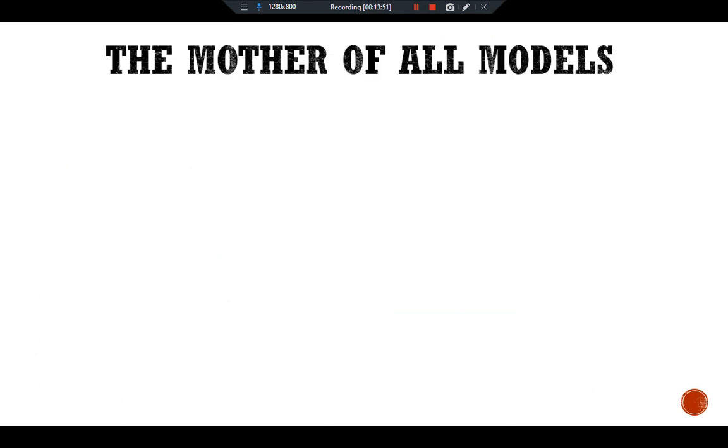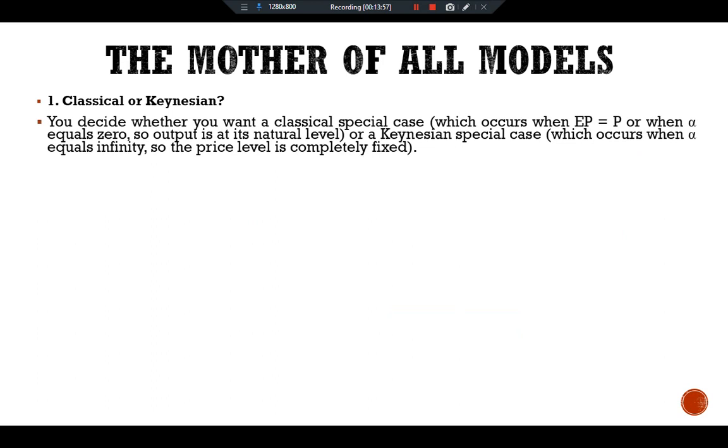The first one is classical or Keynesian. Okay, you decide whether you want a classical special case, which occurs when expected price is equal to actual price, or when alpha equals 0, so output is at its natural level, or a Keynesian special case, which occurs when alpha equals infinity, so the price level is completely fixed.